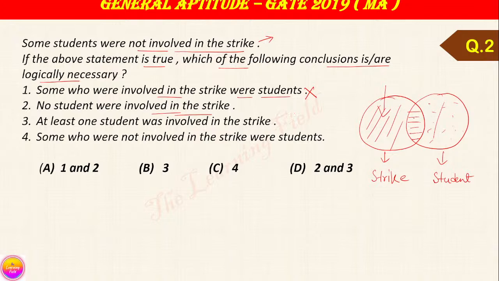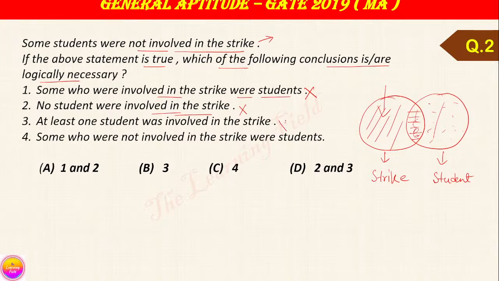We can't say that, because maybe some students were involved in the strike. So this is also logically not necessarily correct. Now, "at least one student was involved in the strike": we can't say anything about a single student, because there may be more than one student involved in the strike in this intersection area.